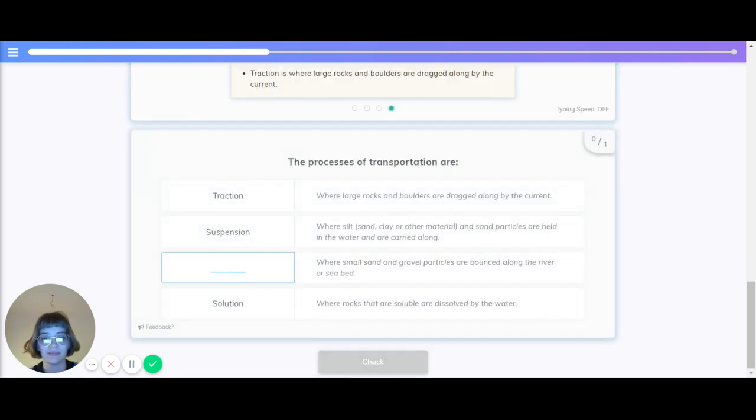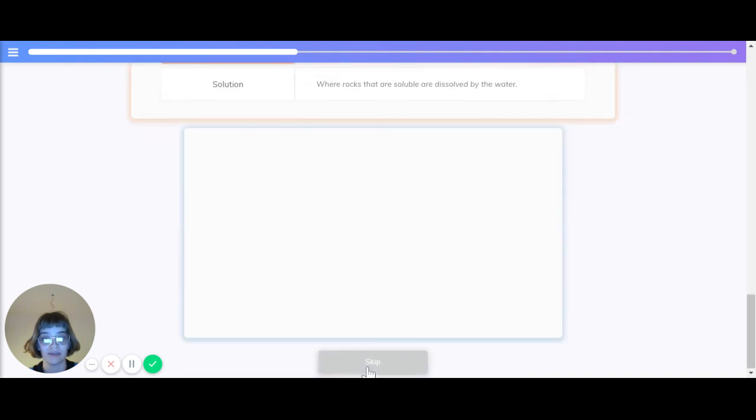Let's just quickly recap that. Traction is where large rocks and boulders are dragged along by the current. Suspension is where silt and sand particles are held in the water and are carried along. Solution is where rocks that are soluble are dissolved by the water. And siltation is where small sand and gravel particles are bounced along the river or seabed.